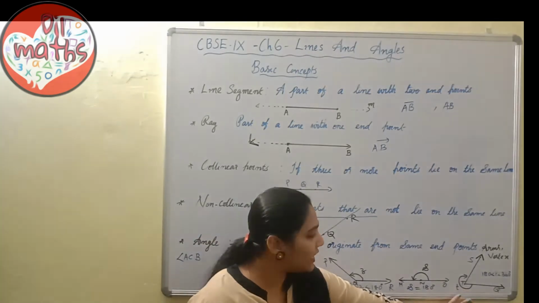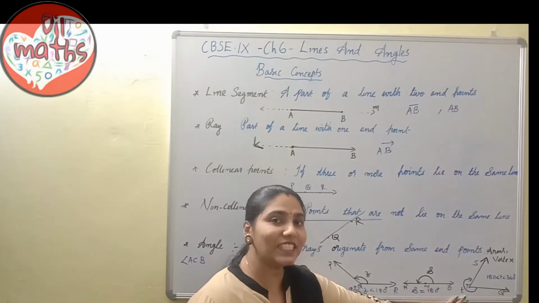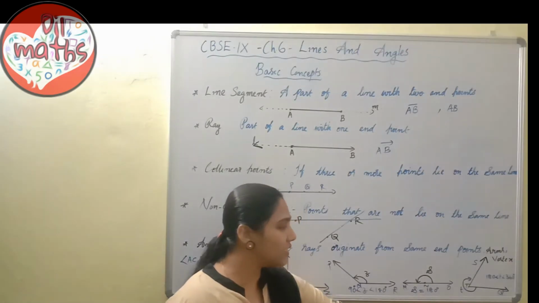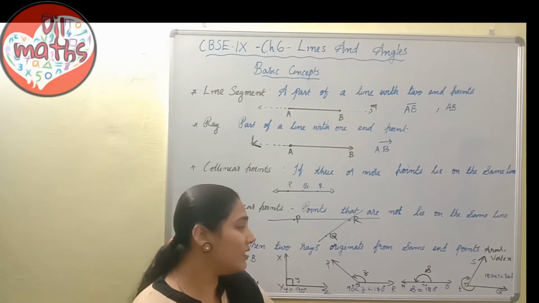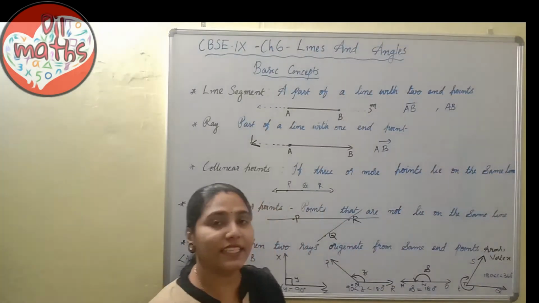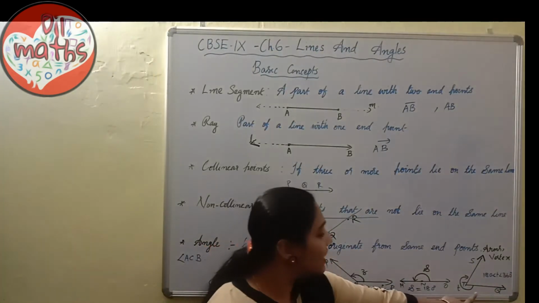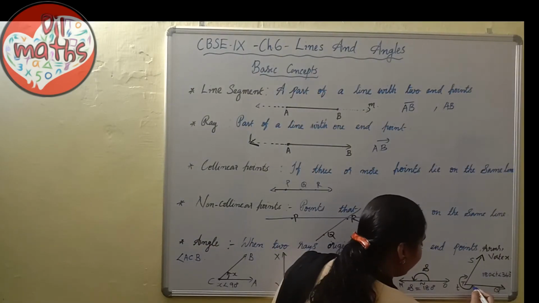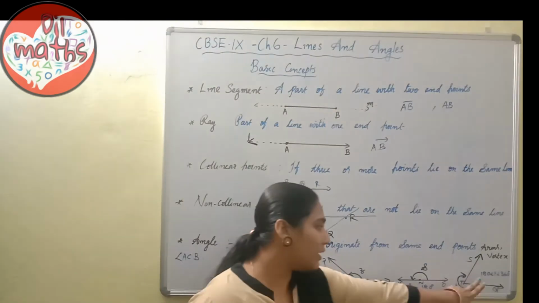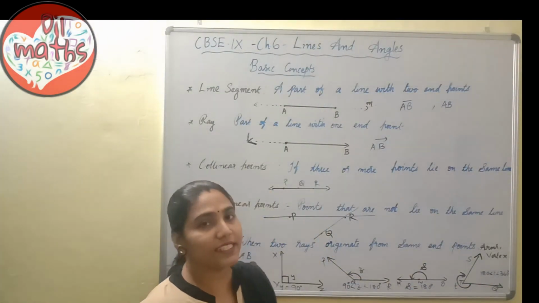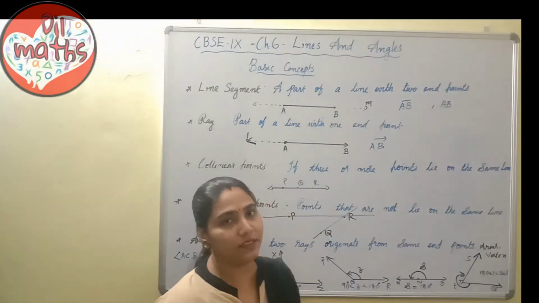Next one is angle STQ. STQ is a reflex angle. Why is it called a reflex angle? A reflex angle is always greater than 180 degrees and less than 360 degrees. Here we will measure like this. So this angle is greater than 180 degrees and less than 360 degrees. Therefore, it is a reflex angle.